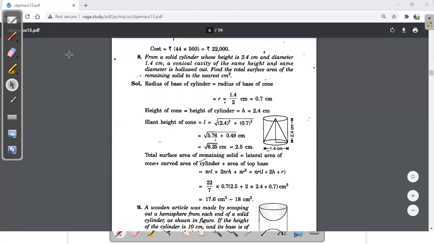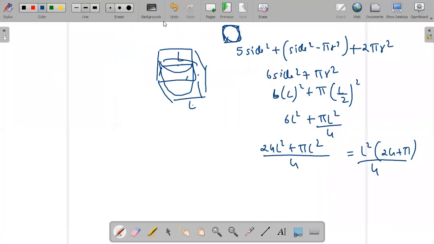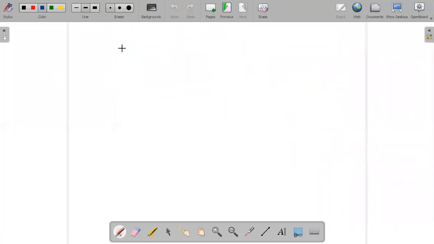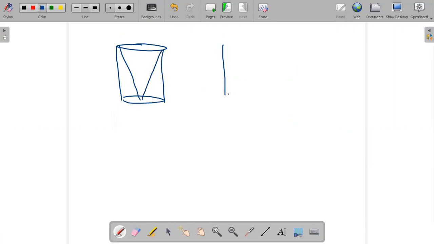So what is happening? Initially, you had a cylinder, and then you are removing the conical portion. You are removing this. So when you remove this, what is going to happen? You are left with a figure like this. Okay, because this part you have removed. So when you're removing it, this is what is left. So the question is, what is the area of this?